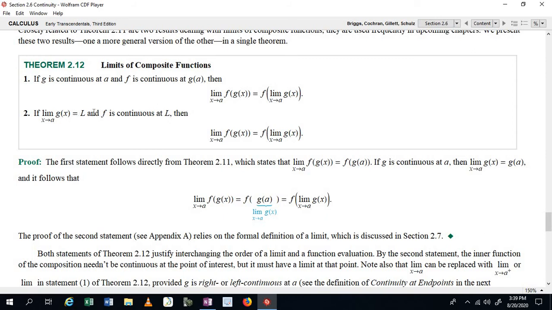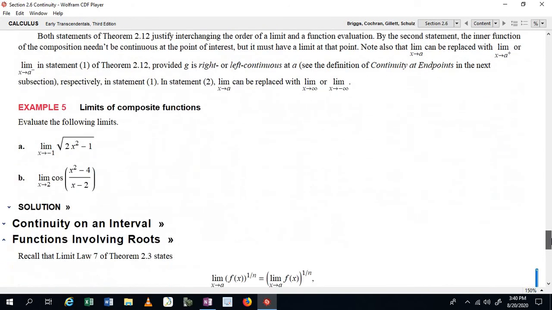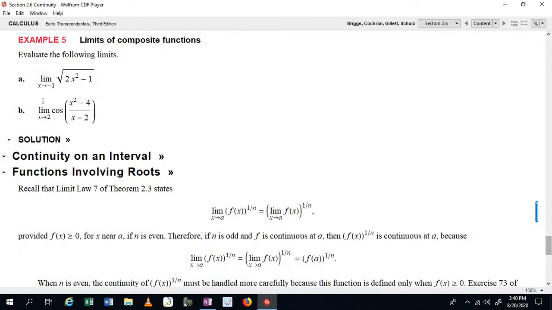And the reason it's more useful is because we don't necessarily have to make sure that this limit here is actually g evaluated at a. We just need it to equal any number L, not necessarily g evaluated at a. So that makes it more useful, right? It applies to more situations. Okay, so let's apply that part of the theorem. So we're going to find this limit here.